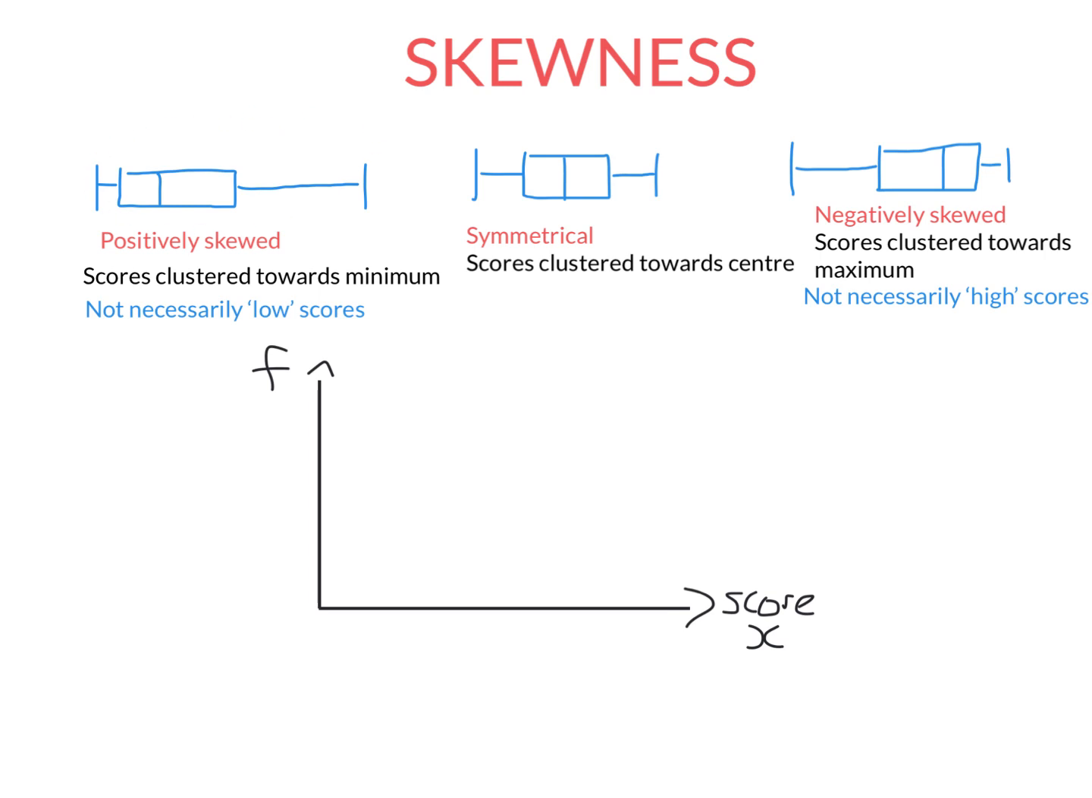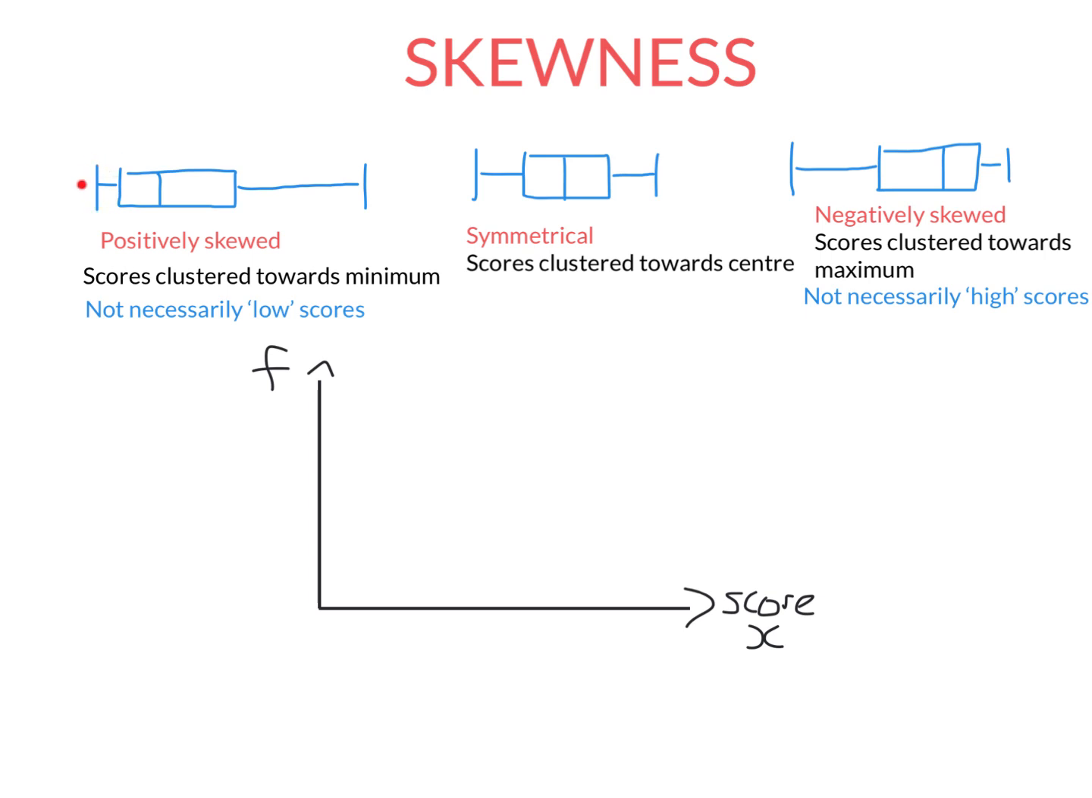So let's look at what's going on in this box plot. Even though this is a very small distance, this still represents 25% of the scores. There's always about a quarter of scores between the minimum and Q1, the lower quartile. Similarly, there's 25% of scores between Q1 and the median. Even though this distance here is a lot larger, it represents the same percentage of scores. This from Q3 to maximum still represents 25%.